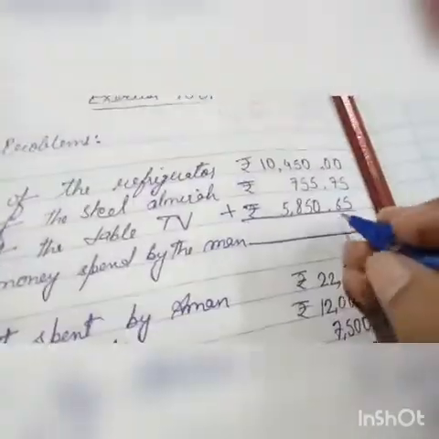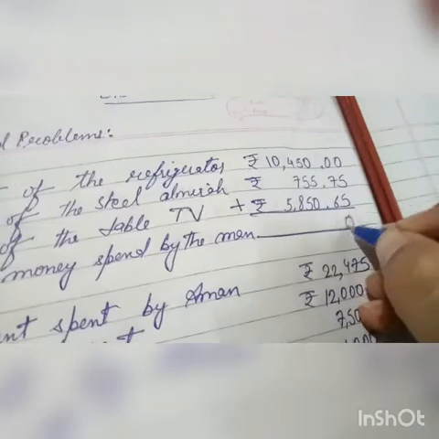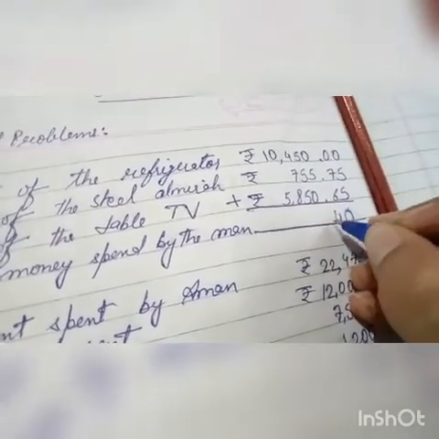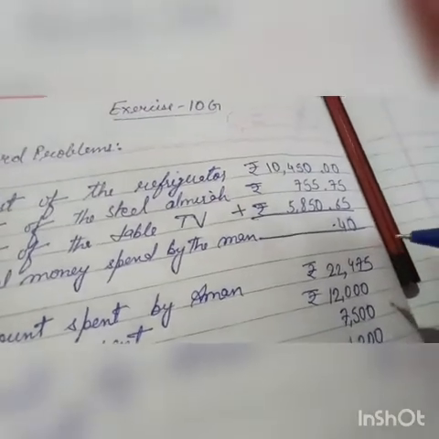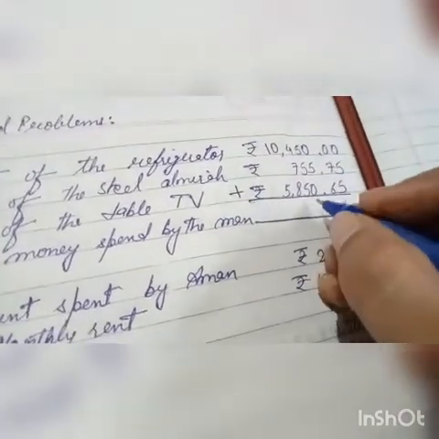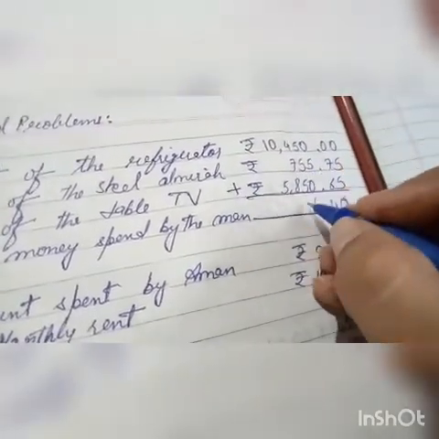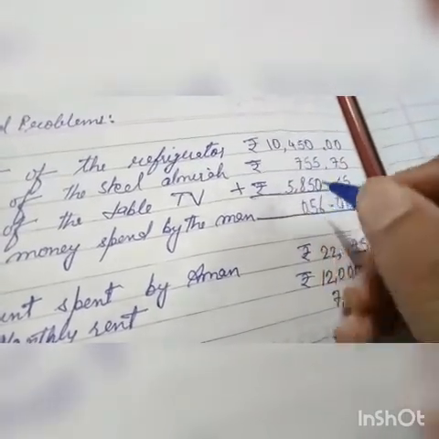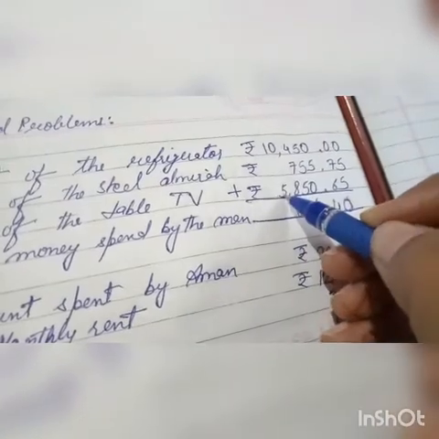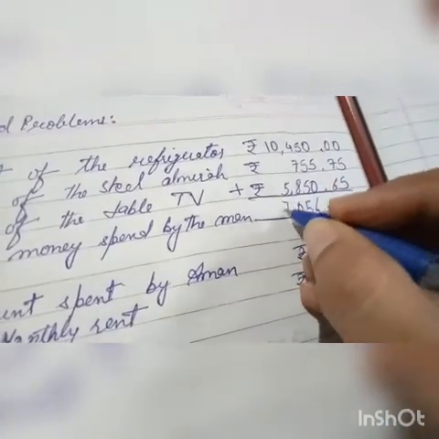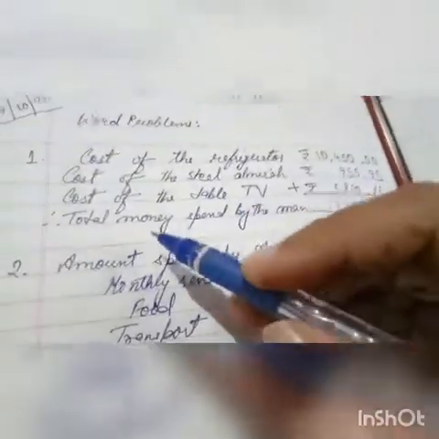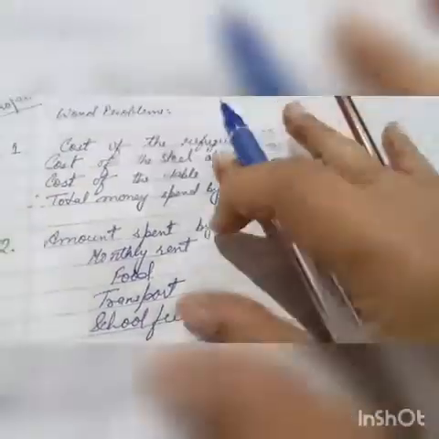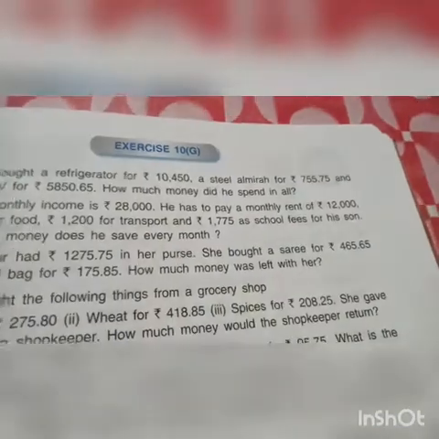So 5 plus 5 is 10, 0, 1 carry over. 7 plus 1 is 8, plus 6 is 14, 4, again 1 carry over. 5 plus 1 is 6, 5 and 5 is 10, plus 5 is 15, 1 5 12 20, 0, 2. 2 plus 5 is 7, and 1. So the total money spent by the man is 17,056.40. Read the next question.